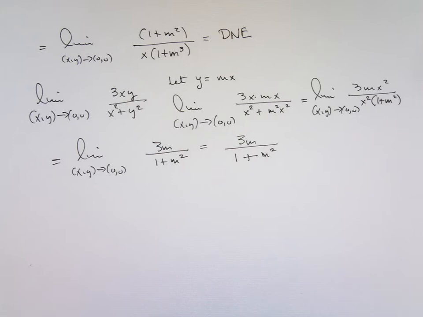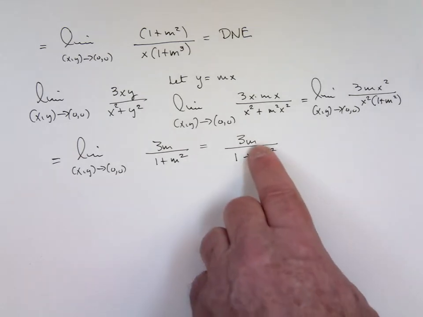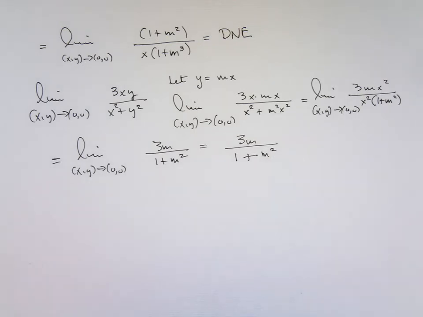If we approach the origin along another line, y equals 2x, say, now y equals 2x would be the line over here. If m is equal to 2, we're going to get 6 over 5. So now if we approach the origin along this line here, it's going to go to 6/5. Depending on which line we approach the origin on, we're going to get different limits every time.